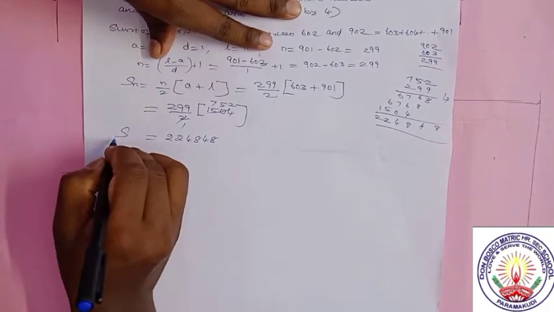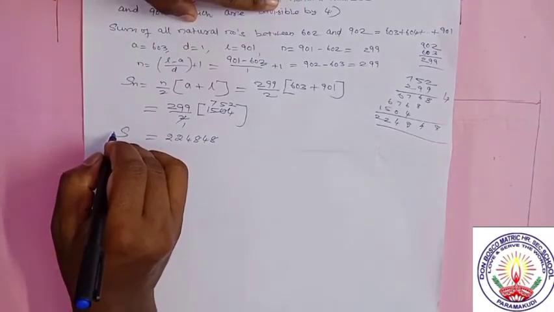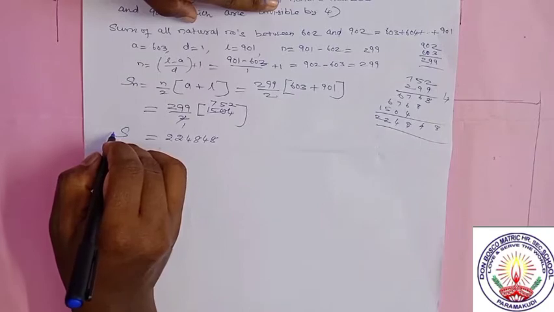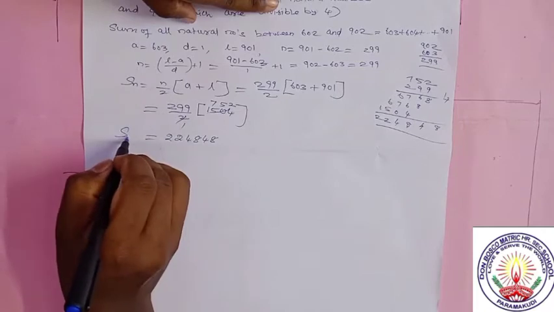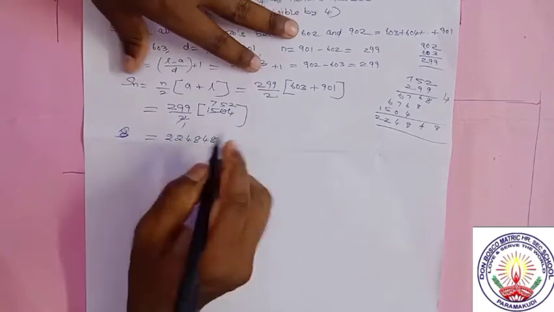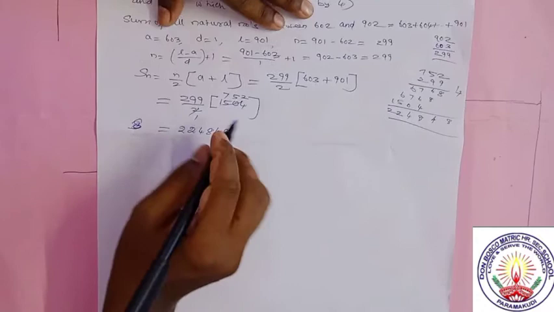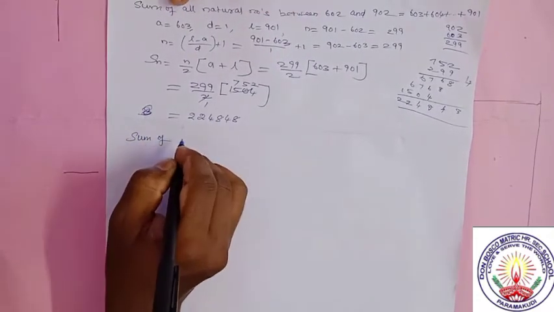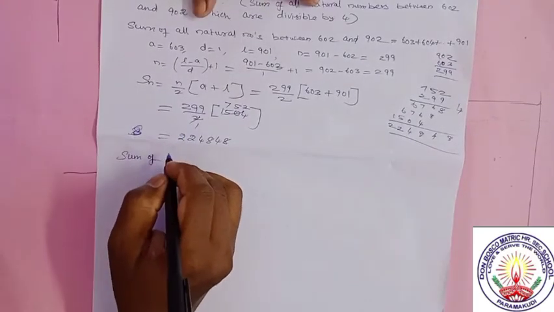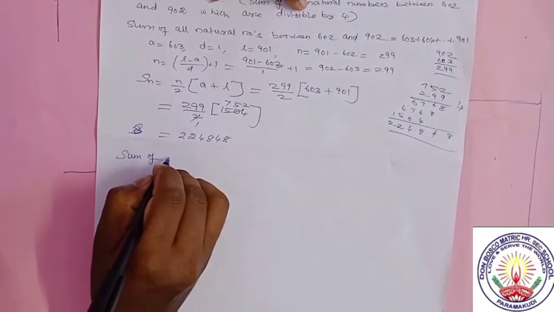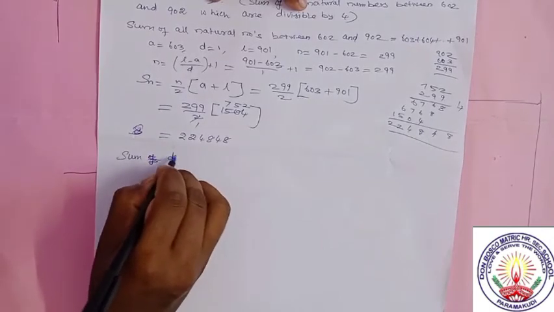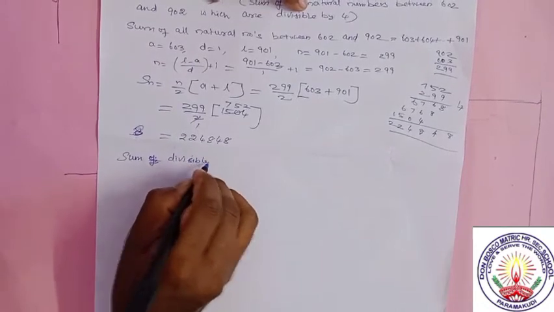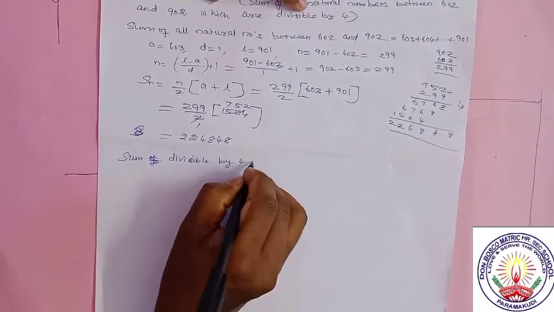This is the sum of all natural numbers between 602 and 902, where the number of terms is 299. Right? This is the sum of all natural numbers between. Now the second part: sum of all natural numbers divisible by 4. What are the numbers?